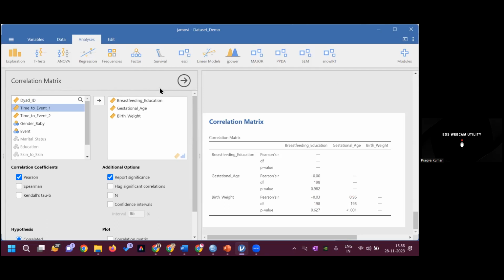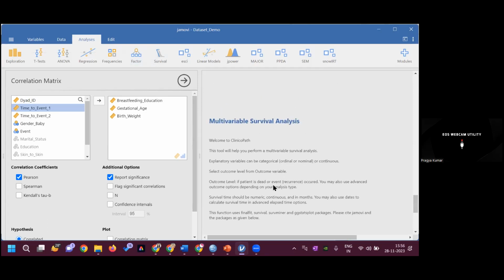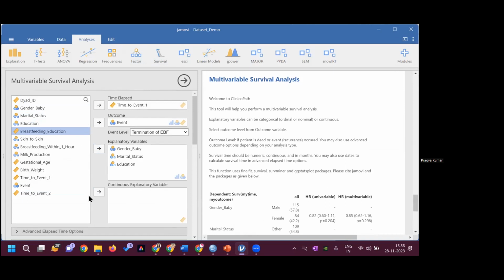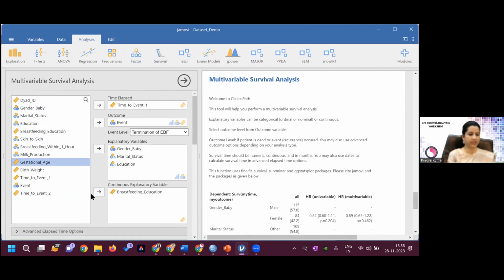So when you go to this window, this multivariable window, this is the window for continuous variables. I might take gender, marital status, education here. I might take breastfeeding and education here, but both gestational age and birth weight I will not take. I will take either of these.